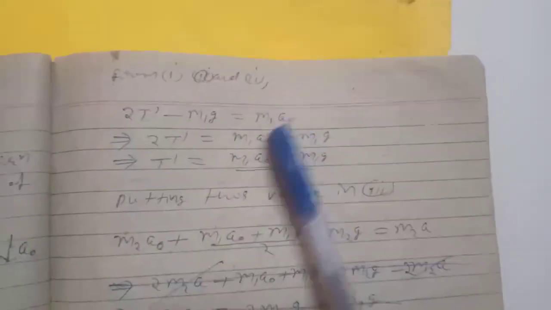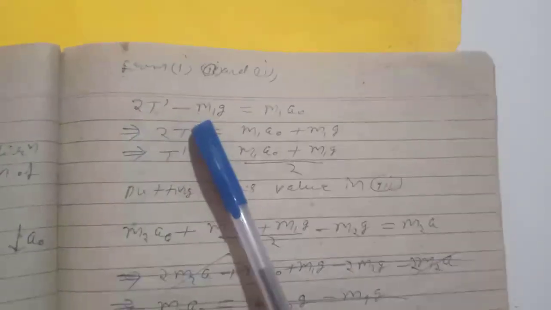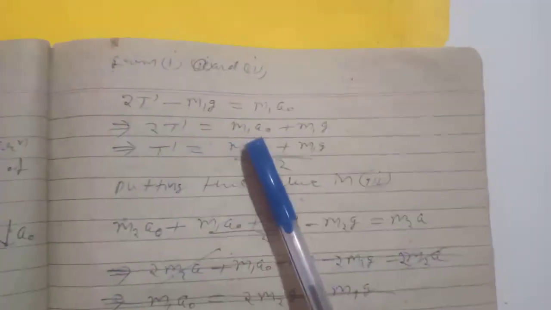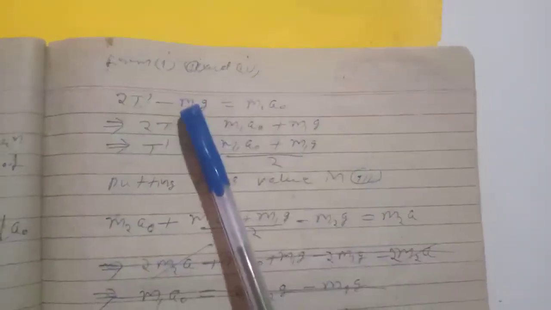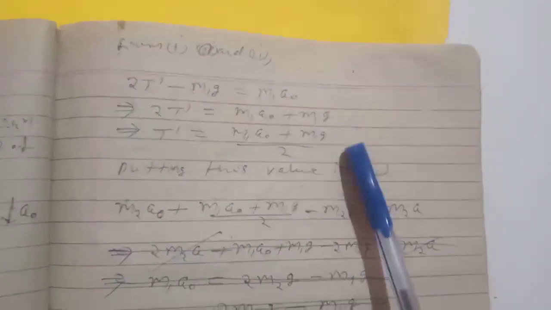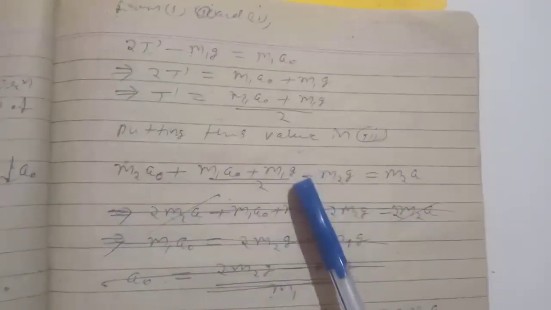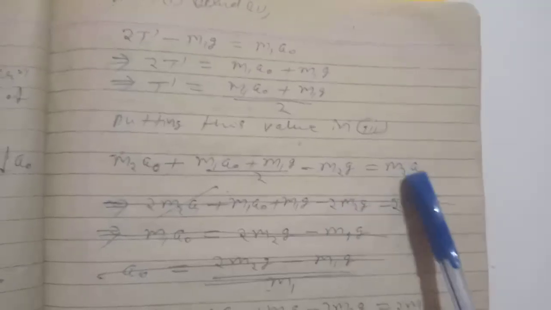Now from 1 and 2, 2 T dash minus M1 G equals M1 into A naught. This implies 2 T dash equals M1 into A naught plus M1 into G. Hence T dash equals (M1 into A naught plus M1 into G) by 2. Putting this value in equation 3, we get M2 into A naught plus (M1 into A naught plus M1 G) by 2 minus M2 into G equals M2 into A.